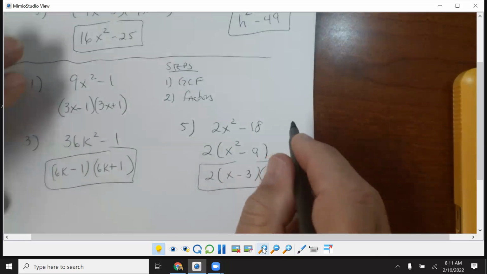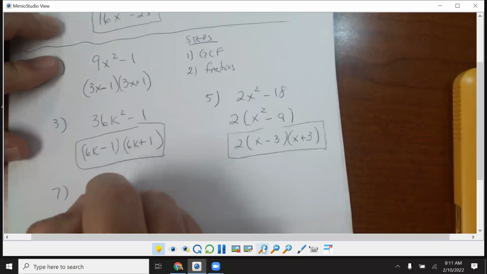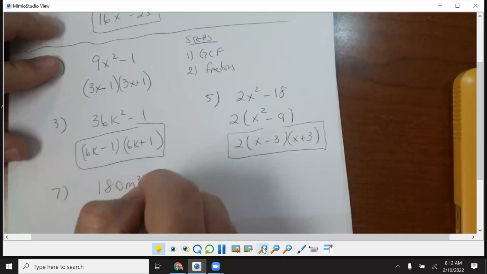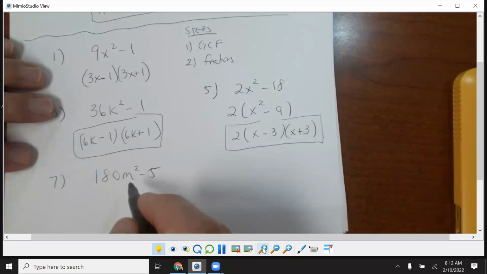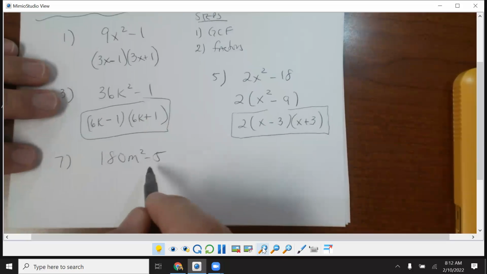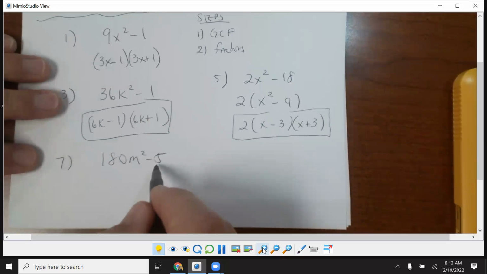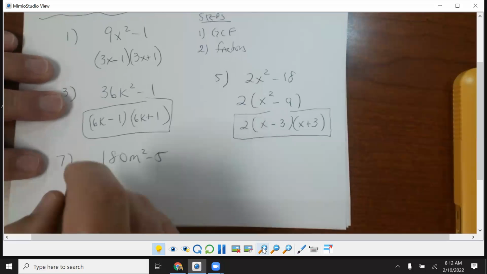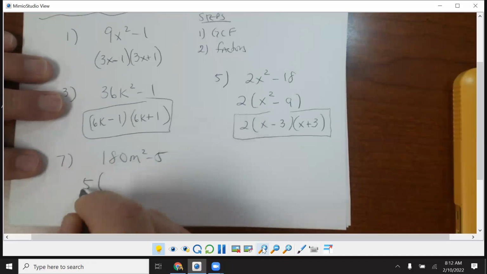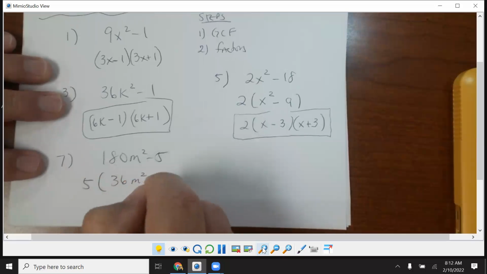All right, let's do one more. Okay, if you look at this right here, I'm going to look to see if I have any GCF. I need to find what I can divide out of both of them. If you knew this is a 5, and the only thing that can multiply to 5 is 5 times 1. So I'm going to divide 5 into both of these. Now I would take a calculator and say 180 divided by 5. That's 36m squared minus 1.